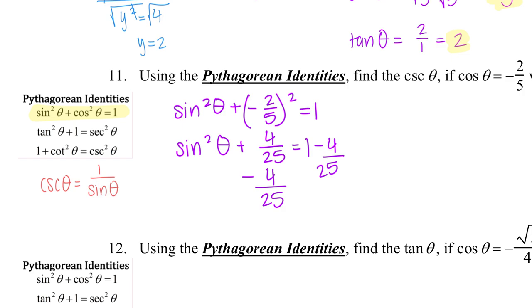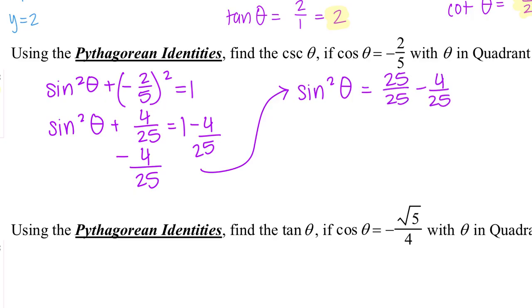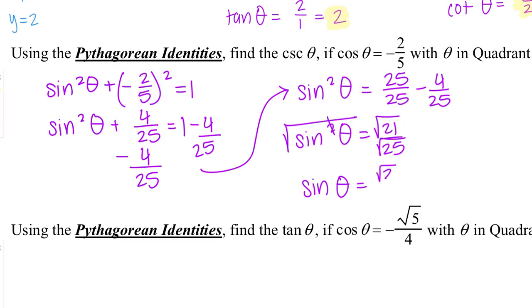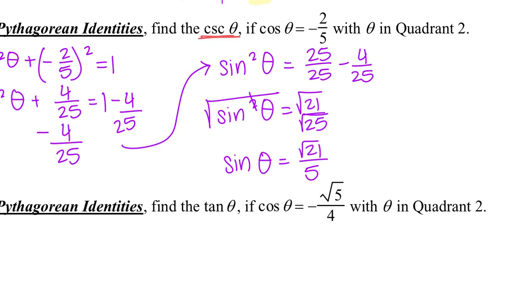Keep in mind, when you have fractions, you have to get a common denominator. So I'm now going to have sine squared theta equals 25 over 25 minus 4 over 25. I'm going to get sine squared theta equals 21 over 25. Square rooting it to get rid of that squared, sine theta equals the square root of 21 over 5. Now, this is sine. I have to get cosecant. This is what I'm trying to find.